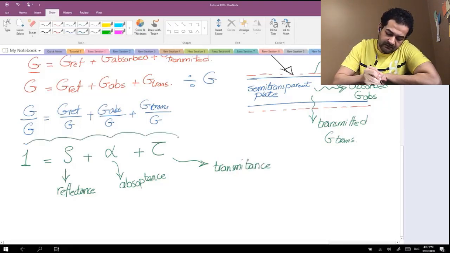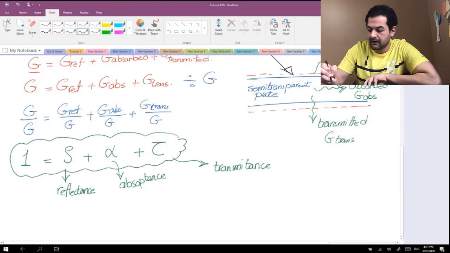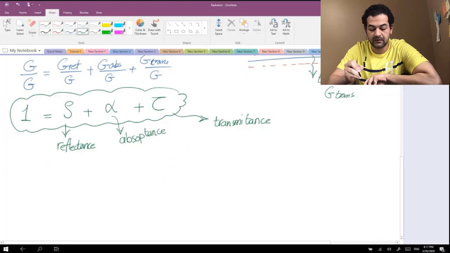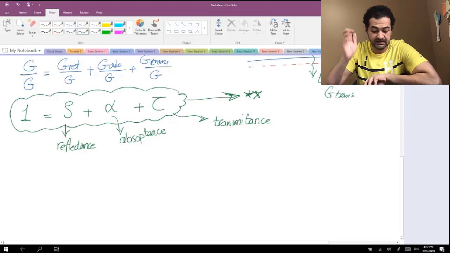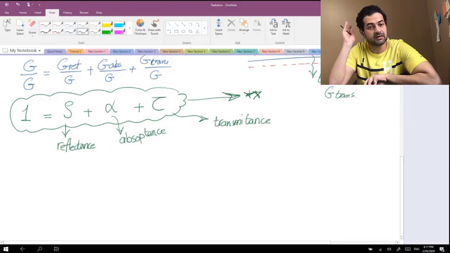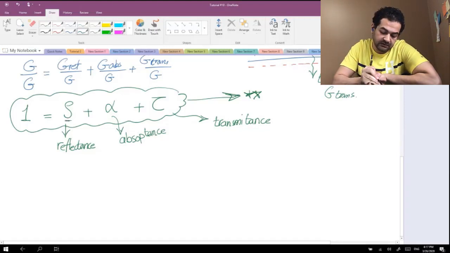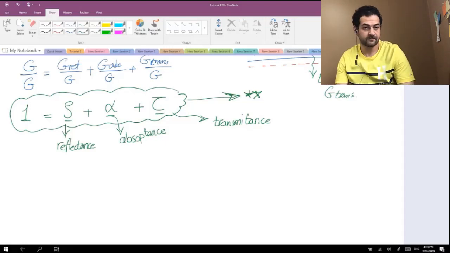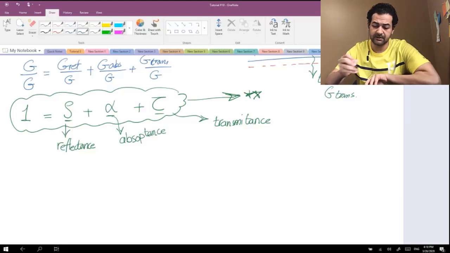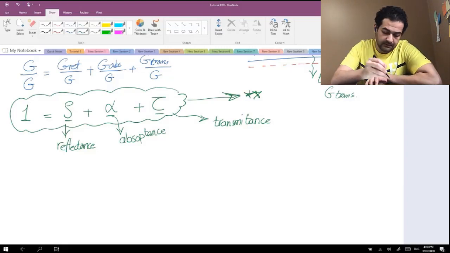So this one is very, very, very important. And from here, we got this very important equation. One is the summation of the reflectance, absorptance, and transmittance, which is telling you, if we have one incident radiation, how much is going to be reflected, how much is going to be absorbed, and how much is going to be transmitted. So transmittance is basically going through the flat plate.